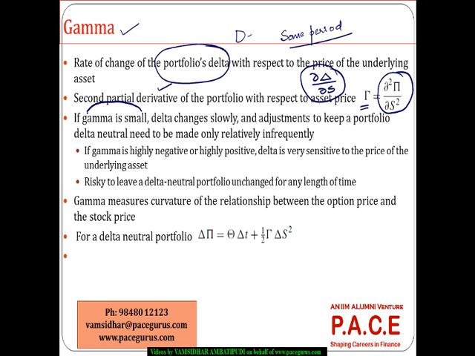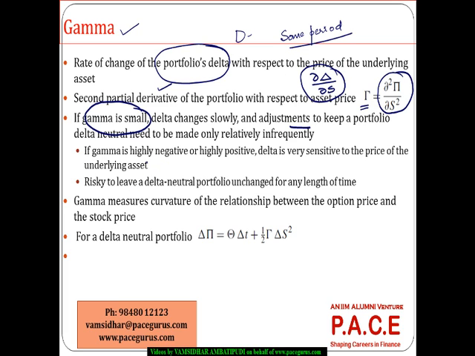Now, when I say gamma is small, it means delta is changing very slowly. Though the delta is changing, the rate of change of delta is very, very small. Which means adjustments to keep the portfolio delta neutral can happen only once in a while because the delta is not changing so frequently, so drastically. I don't need to change my portfolio so much, so frequently. I don't need to alter it every now and then. So an infrequent adjustment of the portfolio is sufficient.